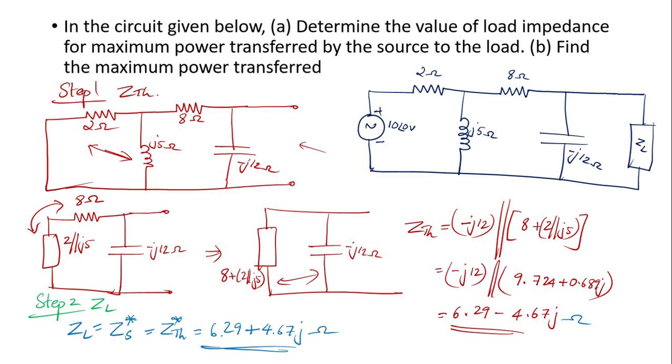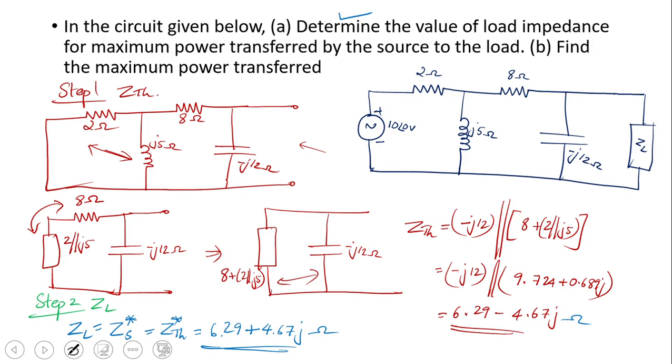And next we need to find out the value of VTH. Why do we need VTH? Because we have completed the A part of the question, but we need to do the B part, that means you need to find out the value of maximum power transferred. So in order to find that, we can come to the original circuit. You need to remove the load impedance, then find out the value of VTH and draw the Thevenin's equivalent circuit. Then you can find out the value of maximum power transferred.